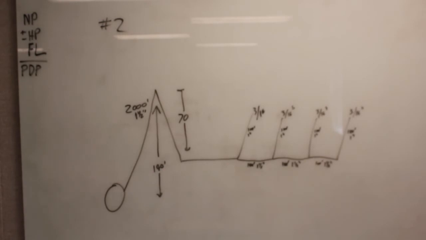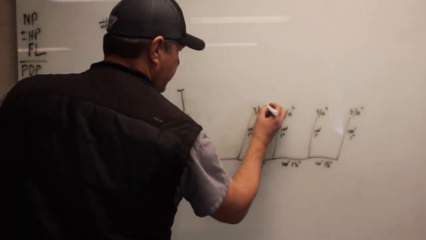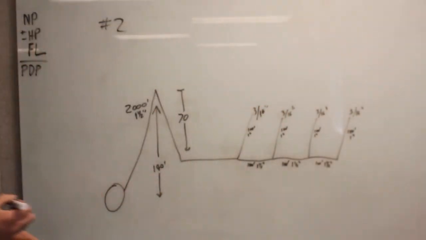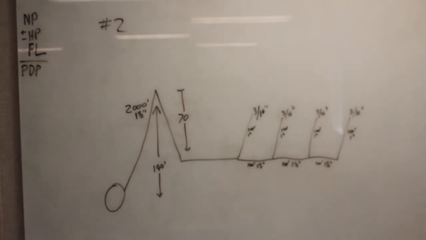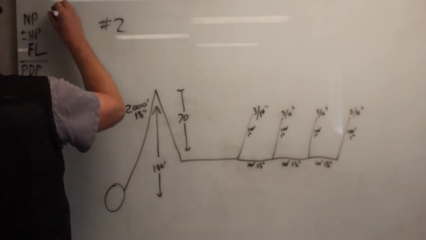And I go to my equation, and number 1 is nozzle pressure. So I look at the nozzles. Nozzle pressure is always one of 2 answers, 50 or 100. And if I have 3/16 tips, it's going to be either 50 or 100, and it'd be 50. Tips are always 50. So nozzle pressure is 50.